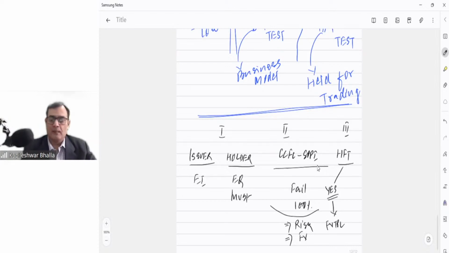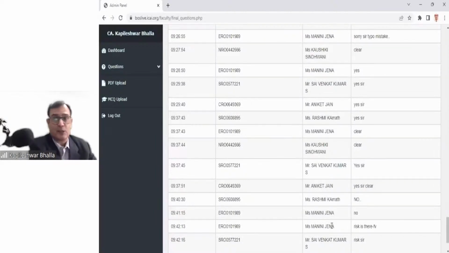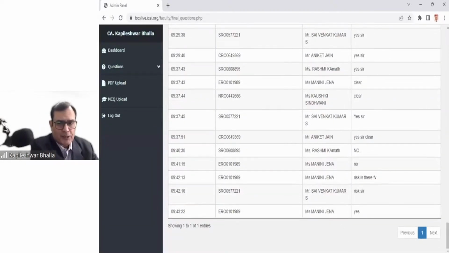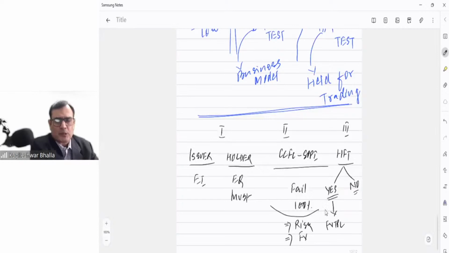But if you say no, it is not held for trading in this particular case. Now let me ask you, if this investment is not held for trading, does that slightly reduce the risk? Because if it is held for trading, it means it's a short-term investment. And if it's not held for trading, does that indicate that it's a little longer-term investment? Does the risk slightly go down? Yes, the risk slightly goes down.